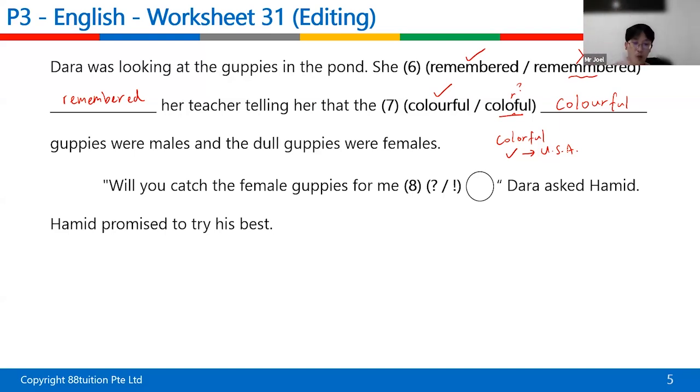Next. Will you catch the female guppies for me? Dara asked Hamid. So she's obviously asking him a question. Will you do it for me? It must be a question mark, all right? All right, Hamid promised to try his best.